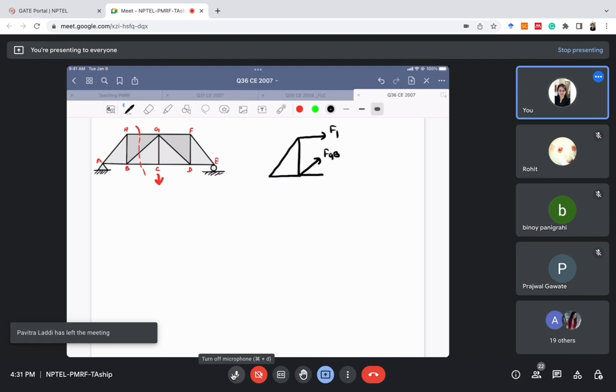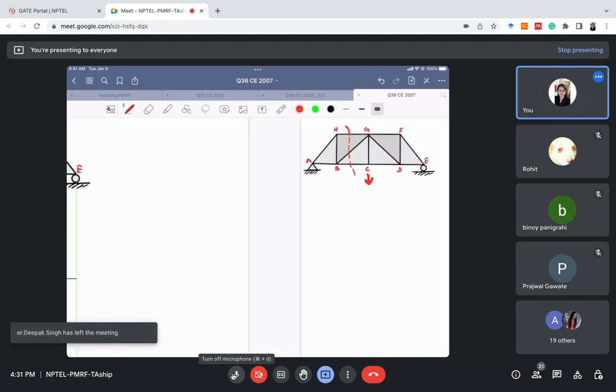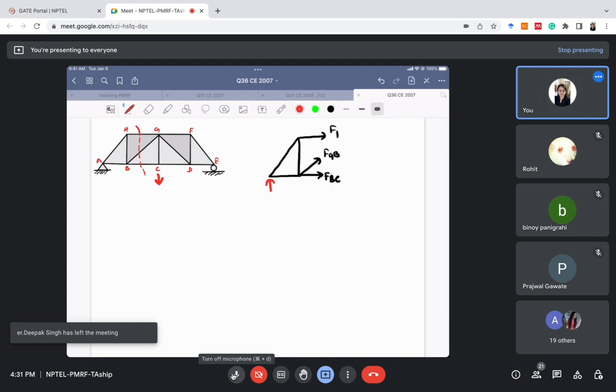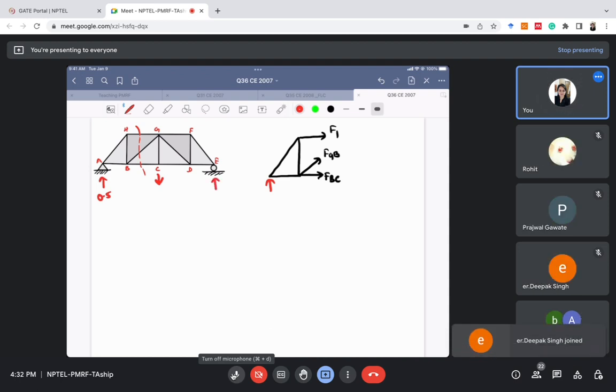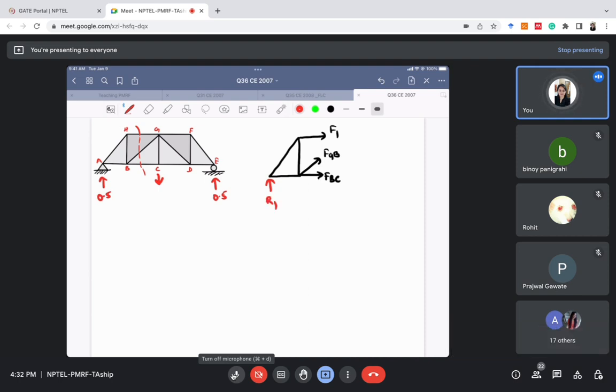And this is FBC. Now it is an upward unit load, and the value of R, this RA, we have calculated. So we'll again calculate it. For this, it is at the middle, so it will be 0.5 and 0.5. Although it doesn't matter here, we'll call it R1 only.